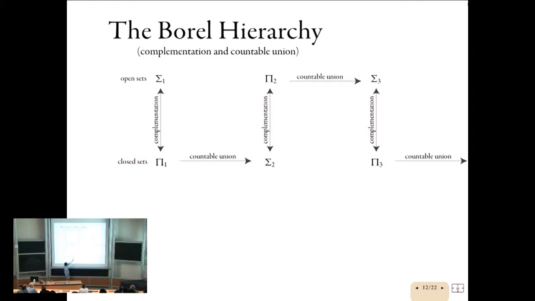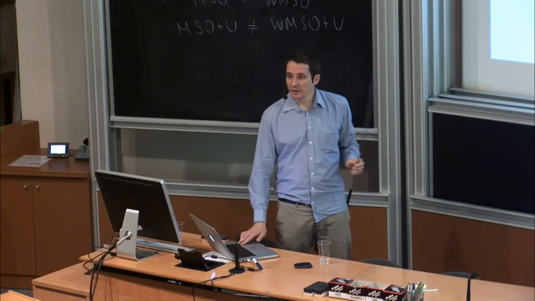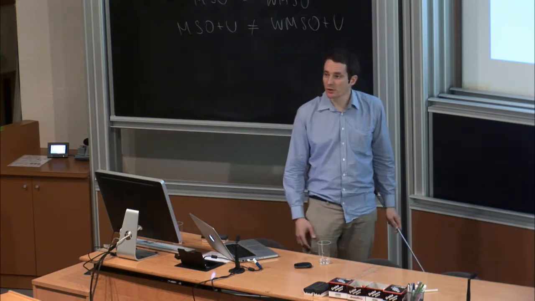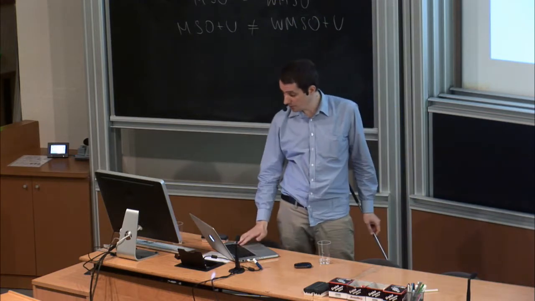You take countable union, and then complementation, countable union, complementation, countable union. That's how you proceed in the Borel hierarchy. Okay? But the hierarchy that will be more important for the rest of my talk is not the Borel hierarchy. It's something that is far more powerful, which is called the projective hierarchy.